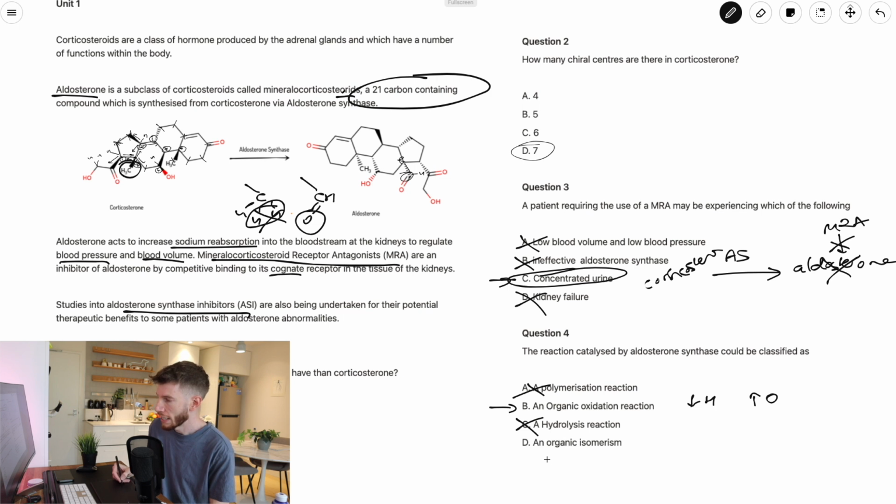And then an organic isomerism. So remember that isomers have the same ingredients, the same number of each element in its atomic form glued together, but in different structures or different arrangements. And here we're quite literally removing some atoms and adding some atoms. So it cannot be an isomer of itself. And so therefore it's not isomerism of any kind.